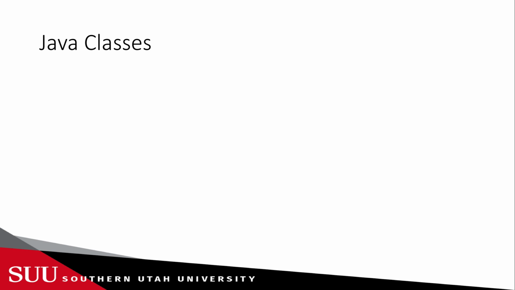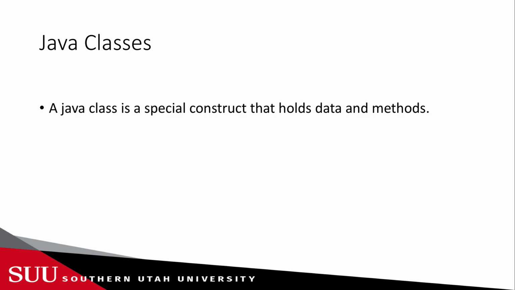Now let's talk about Java classes. A Java class is a special construct that is going to hold data and methods. We have seen some examples like string class, scanner class, and system class. We also have seen some other examples like what we have been doing so far in 1400. So every program that we wrote is a Java class.